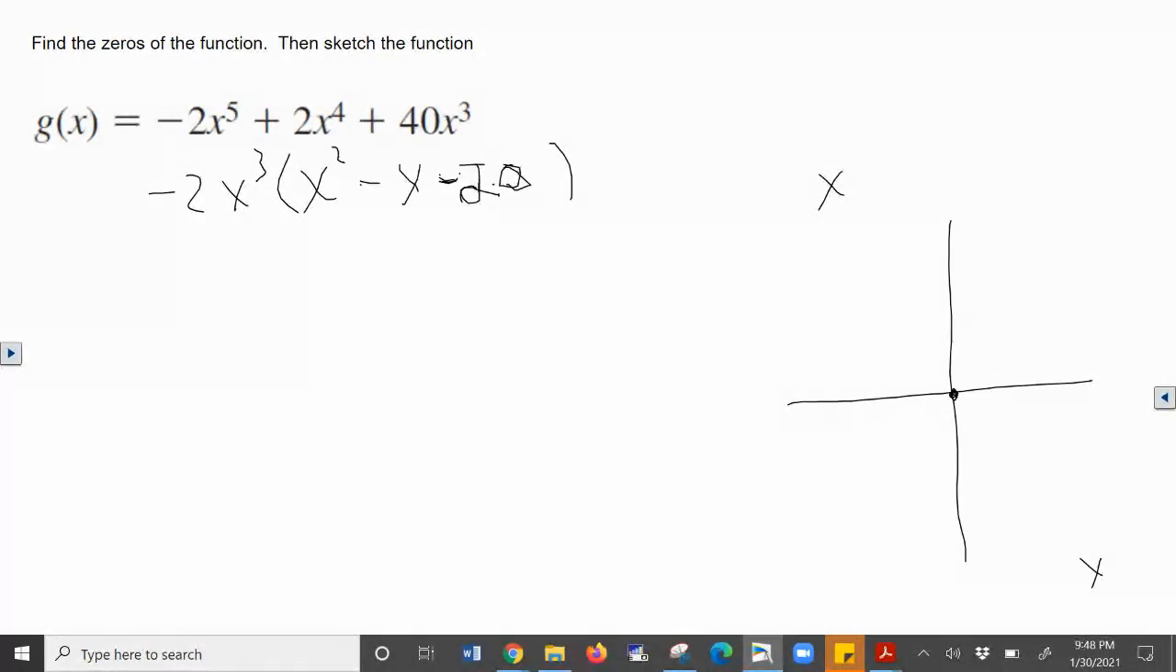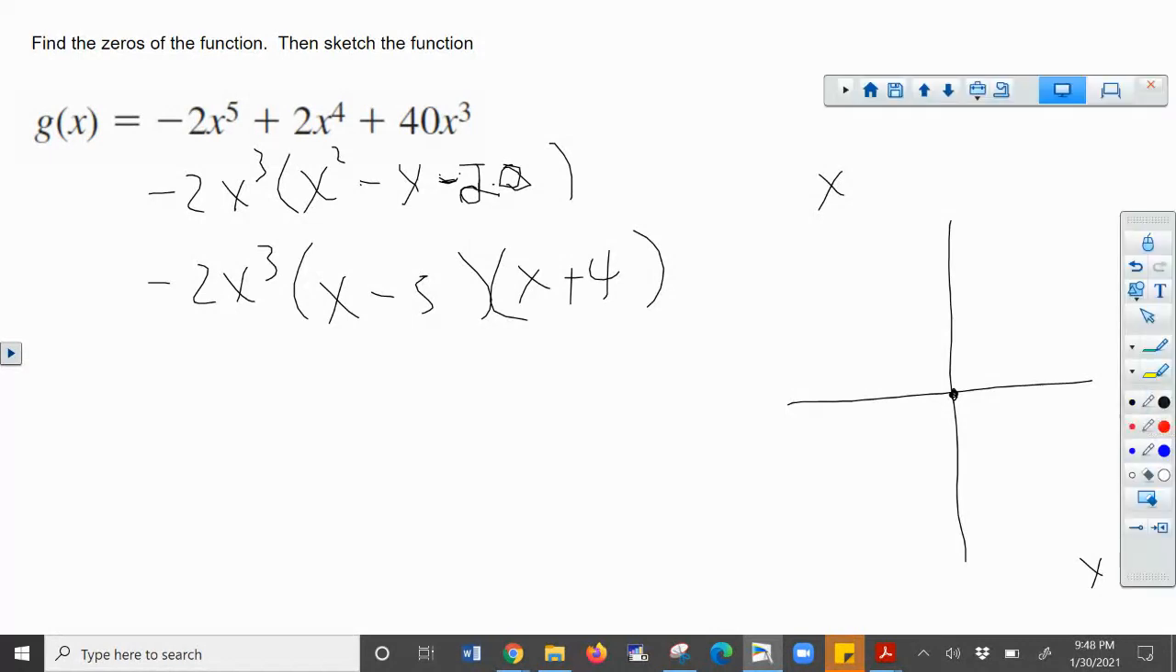Now, I don't know that we need to go into a lot of synthetic work or anything like that to factor something like that, because it's just another regular old trinomial. Two numbers that multiply up to negative 20 that add up to negative 1. How about x minus 5, x plus 4? So that tells me I've got 3 zeros for this function.